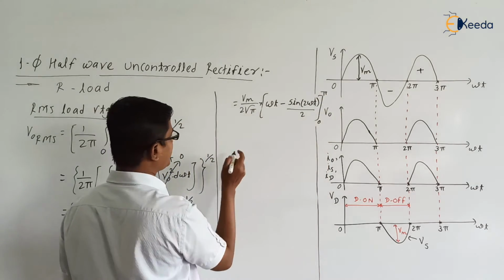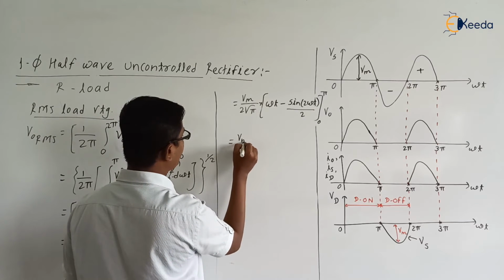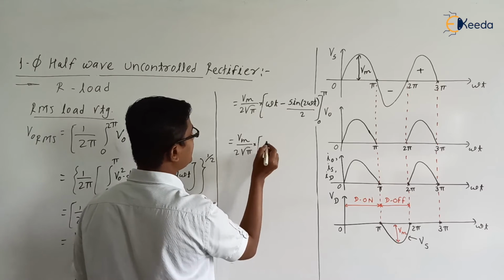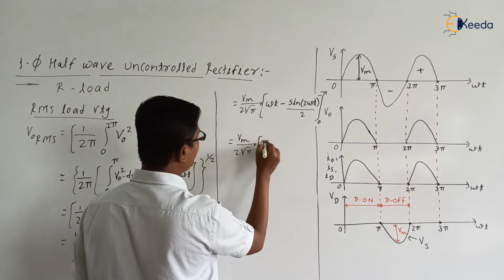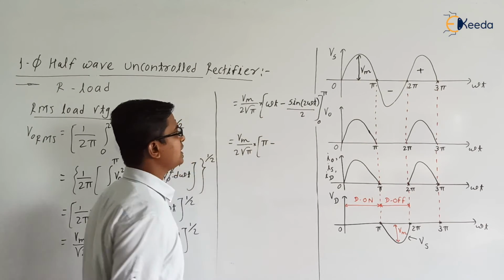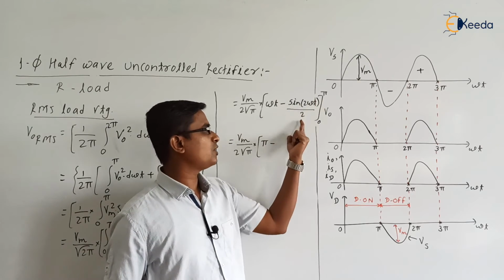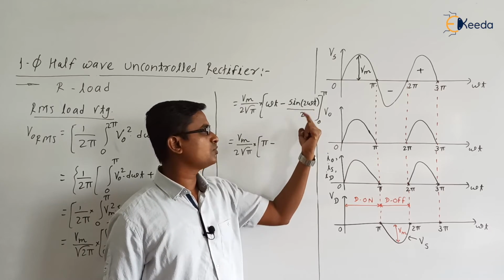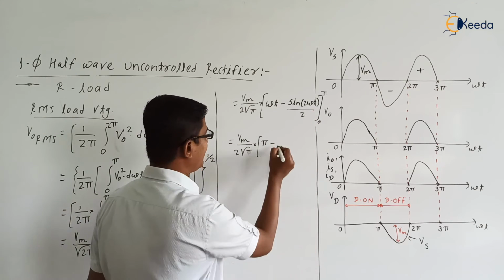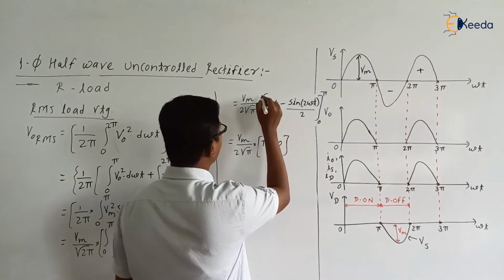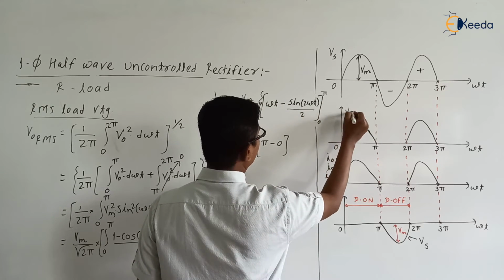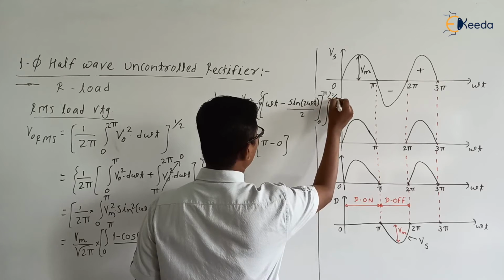Okay, so further, can we put the limit? V0 RMS is equal to Vm upon 2 root pi into pi minus 0. So it is pi minus sine of 2 pi by 2. Sine 2 pi is 0, right? And sine of 2 into 0, sine 0 is 0. So can we write it as 0? One more thing, this should be under the root, to the power 1 by 2.